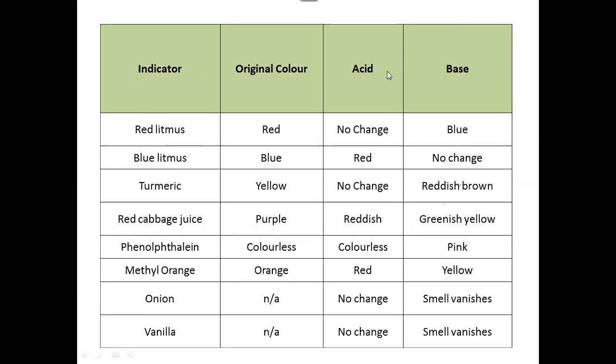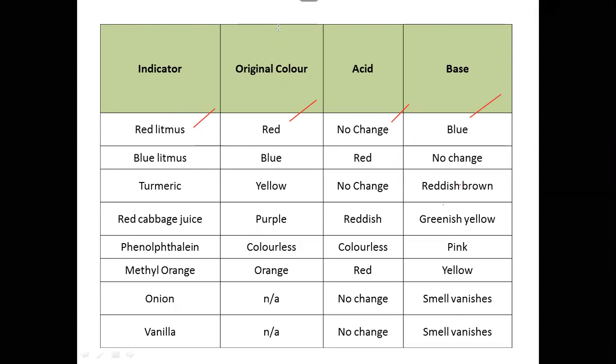Now, in tabular form, we will study all these indicators, their names, their original color, what change takes place in acid, and what change takes place in the presence of base. Now, first is red litmus. Its original color is red. There is no color change of this indicator in acid, but it turns blue in base. So that is the first indicator.